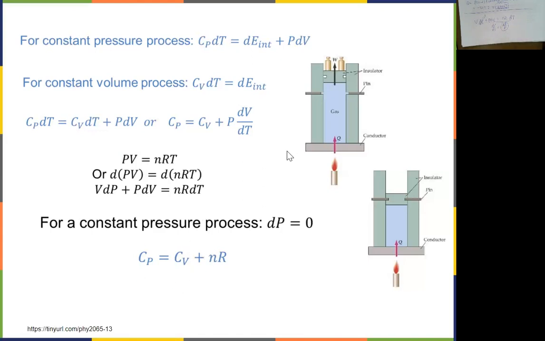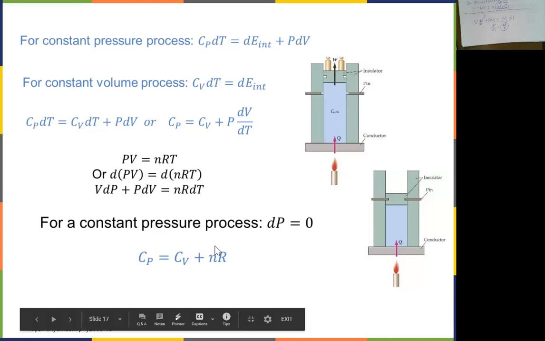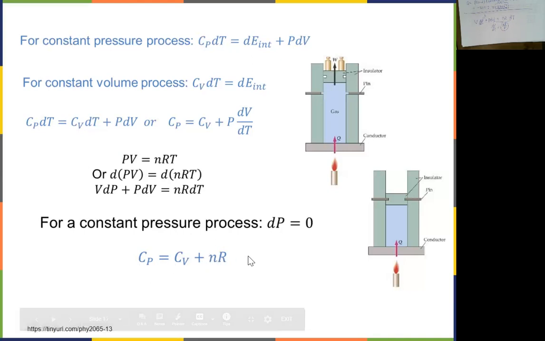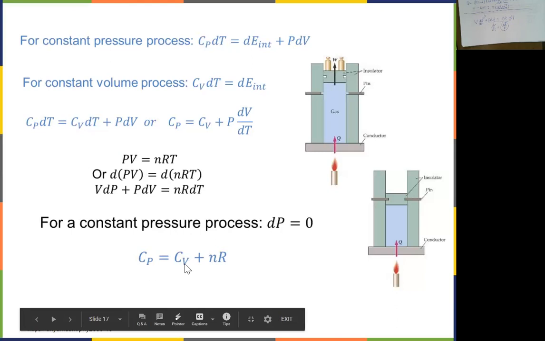So in general, Cp is equal to Cv plus nR, okay? For a constant pressure process, you will have this relationship, okay? Cp equal to Cv plus nR. Right? So basically, oftentimes you'll be just given Cv, then you can calculate Cp, or the other way around. If you are given Cp, then you can calculate Cv because n and R are fixed.